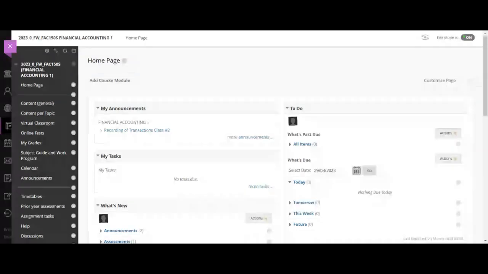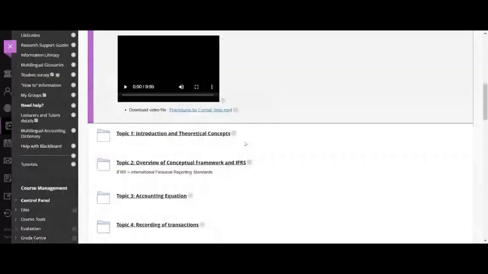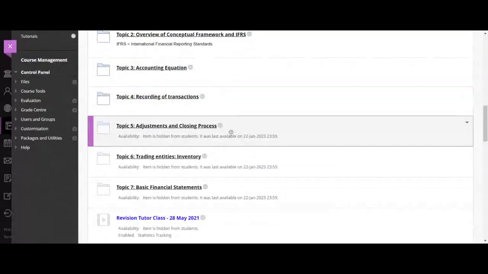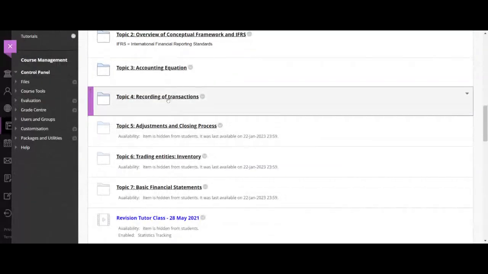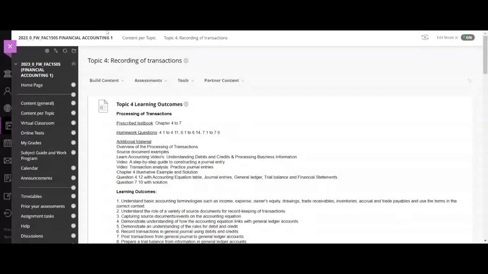Right, ladies and gents. So I'm just going to start on the home page again, so that we can follow the thread how to get to the material. We start on the home page. We go to our content per topic menu item. Excuse me. We scroll down. I've got a lot of extra items on my side. Don't worry. Then we go to recording of transactions, topic 4. So we click there. What I want us to do today is the chapter 4 illustrative example.